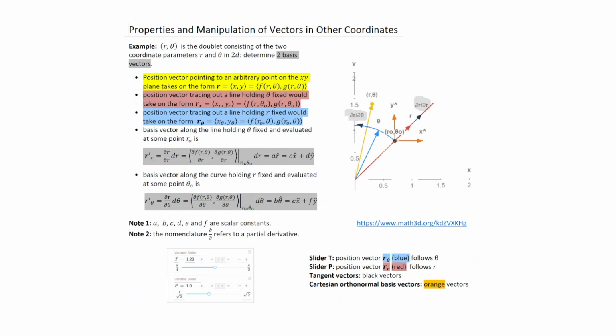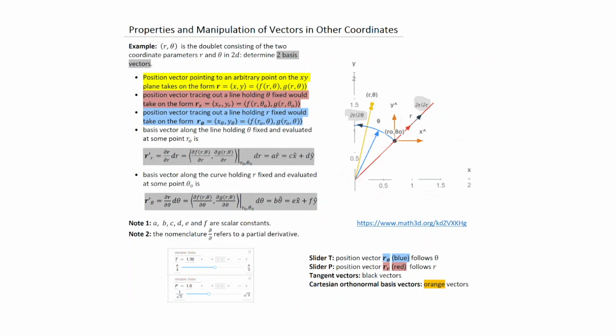So let's just review quickly. There's the position vector, blue, and this blue line is going to sweep out along this direction. The red is this one here, and it sweeps along the radial direction. The y hat is the basis vector in the xy plane, and this is the x hat, which is the basis vector along the x direction. And this point here is either x, y, but also in polar coordinates we would call this position r naught and theta naught.